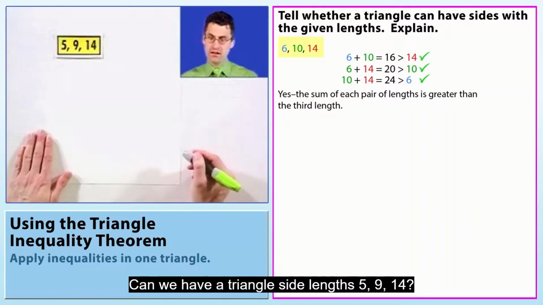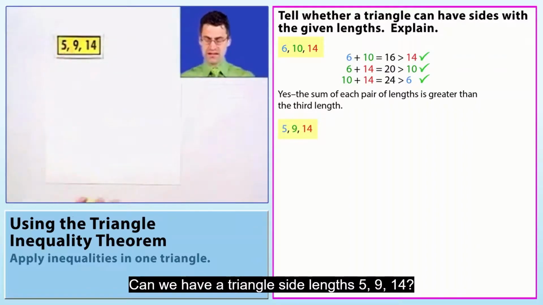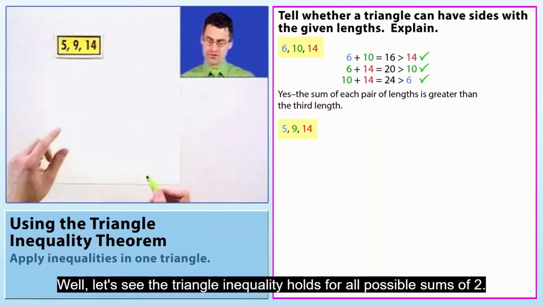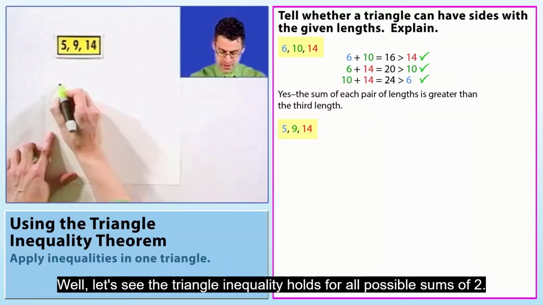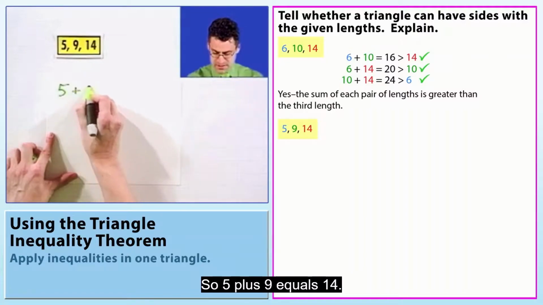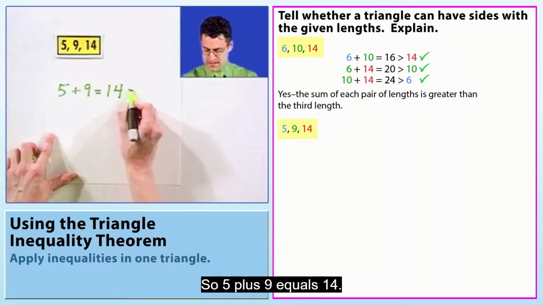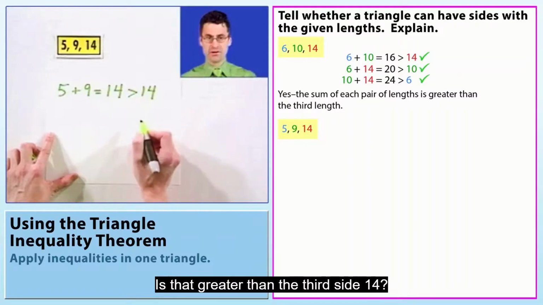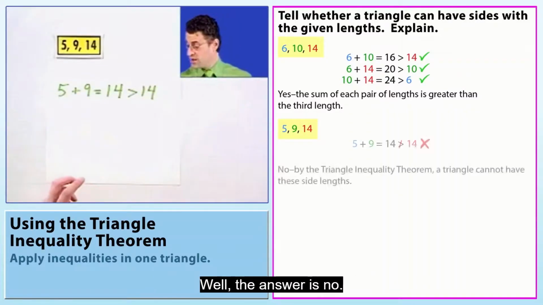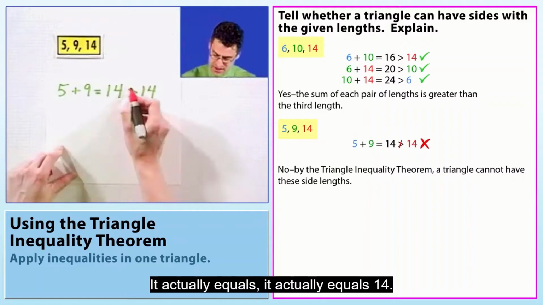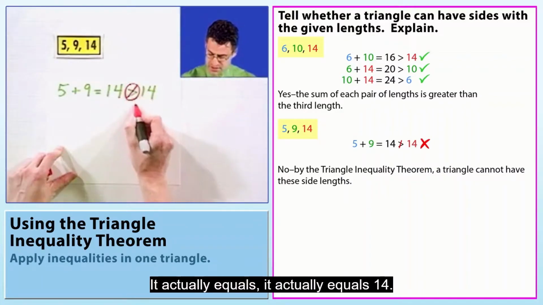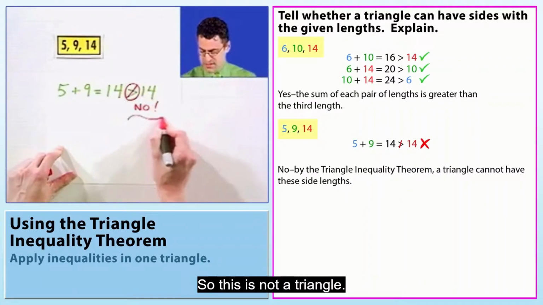Can we have a triangle, side lengths 5, 9, 14? Well, let's see if the triangle inequality holds for all possible sums of 2. So 5 plus 9 equals 14. Is that greater than the third side, 14? Well, the answer is no. It actually equals 14. So this is not a triangle.